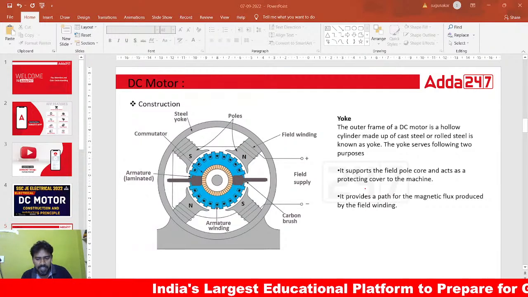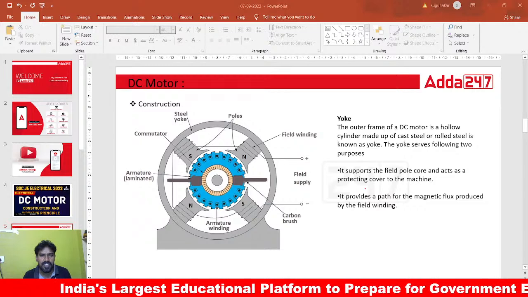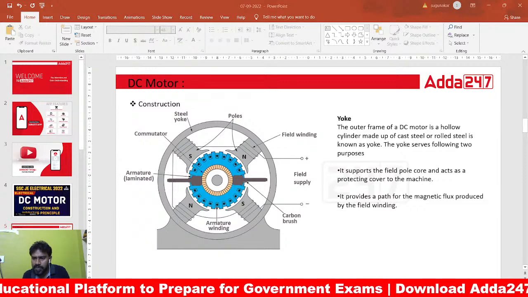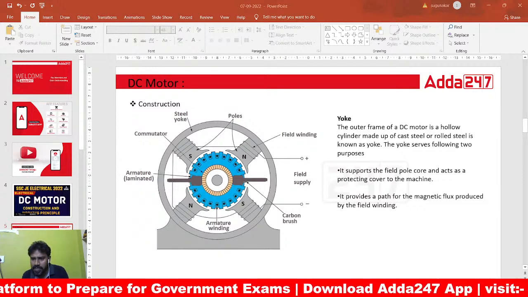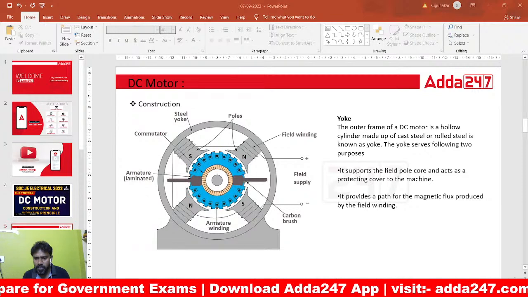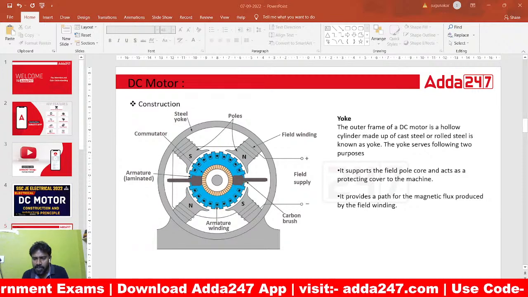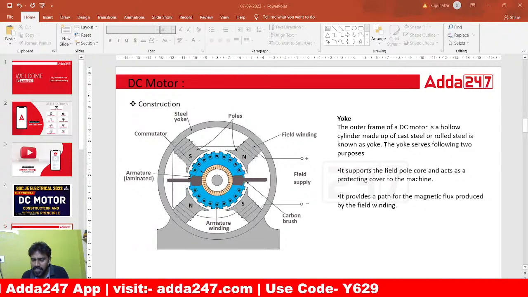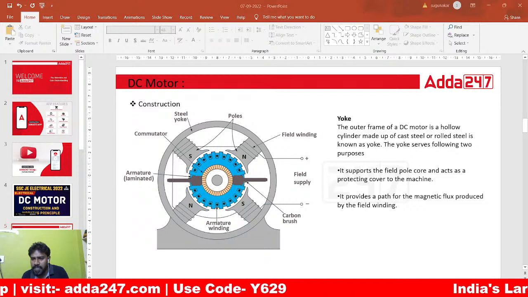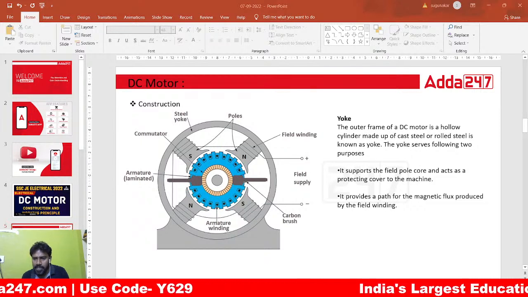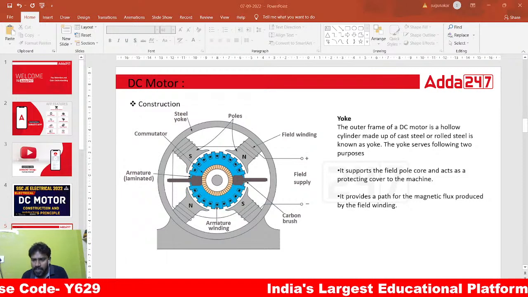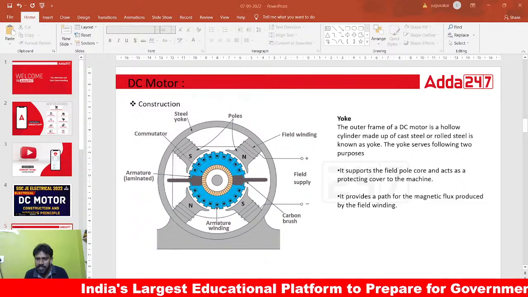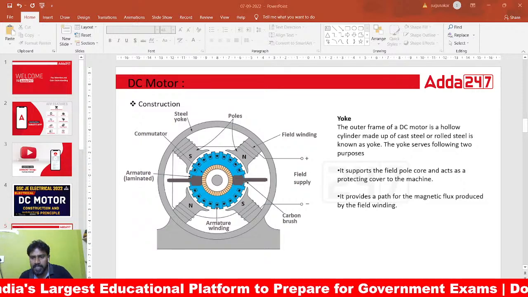So is it clear? It serves two purposes. One is it protects the entire machine, and it allows the flux in a low reluctance pathway. Mainly these are the two purposes.